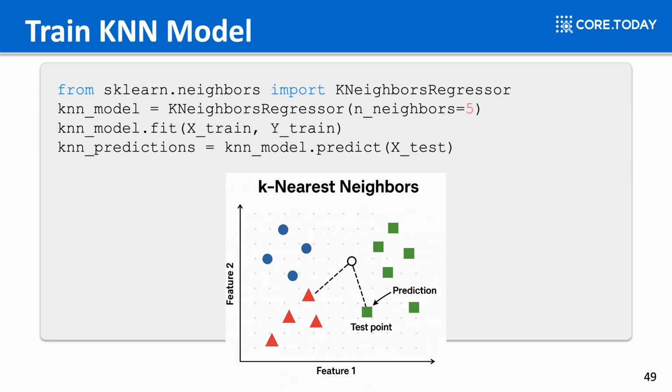This snippet shows how to train a k-nearest neighbors regression model using Scikit-learn. The parameter n_neighbors is set to 5, meaning the model will use the 5 closest neighbors to make its predictions. Always ensure the data is properly scaled, as KNN is highly sensitive to the range of feature values.